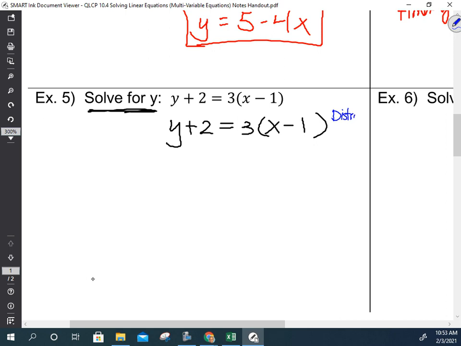So if you see parentheses, you have to distribute. So y plus 2 equals 3 times x is 3x. 3 times negative 1 is negative 3. Did we get y by itself? No. But we got rid of the parentheses. So we're still going to get y by itself.